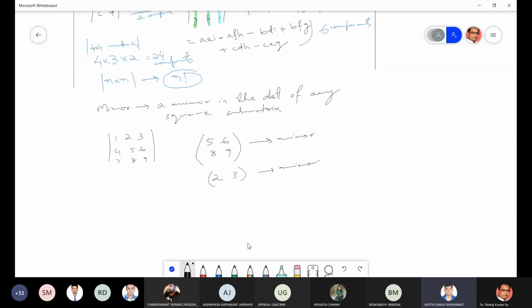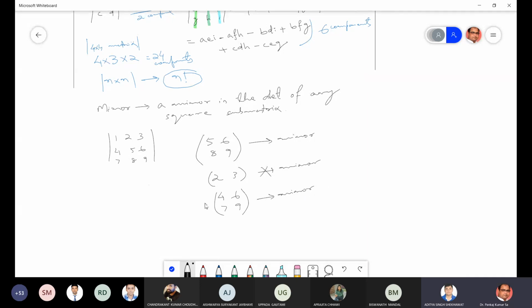It's not a square submatrix. That's right. It's not a square, so I cannot call it a minor. What about 4, 6, 7, 9? Yes, sir, it's a minor of the second component, 2.